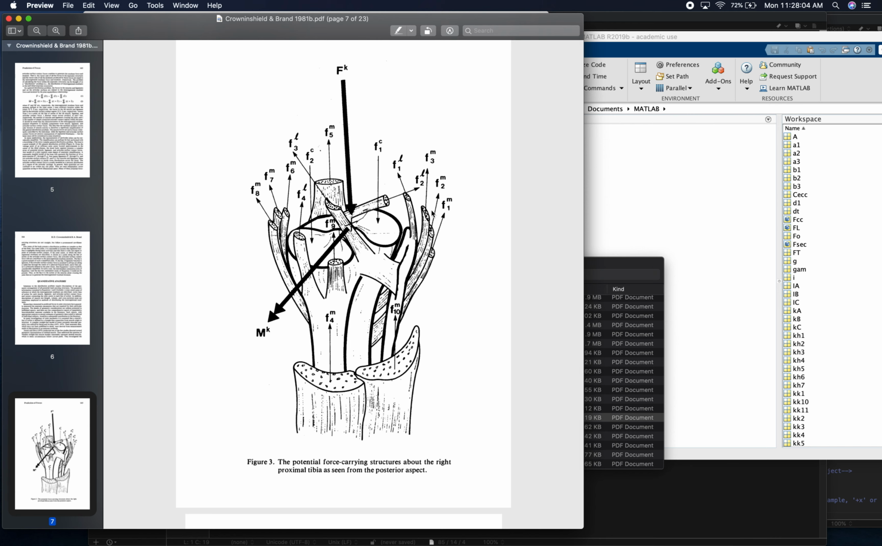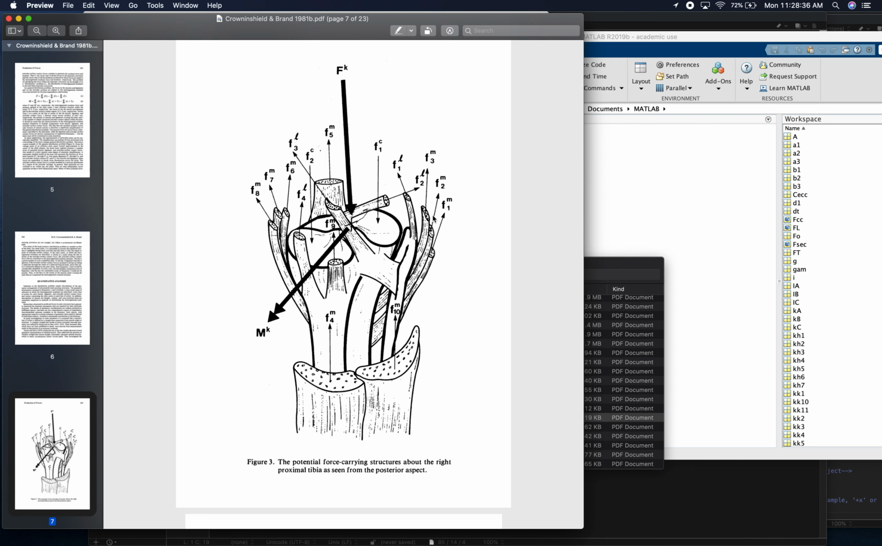So if I add up all of these little skinny force arrows here, they would add up to this big black Fk arrow here. Similarly, if I took all of these internal forces in all of these 16 structures, multiplied each of them by their moment arm to the rotational center of the joint here, and added all of those individual moments together, they would add up to Mk here, the resultant moment at the knee joint there. Okay.